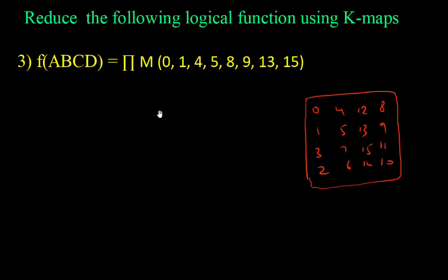Now if we consider the third example, reduce the following logical function using K-maps. F of ABCD is capital sigma capital M 0 1 4 5 8 9 13 15. Now this capital M shows that this is a POS. We have to draw a POS K-map, and the cell numbers should be 0.